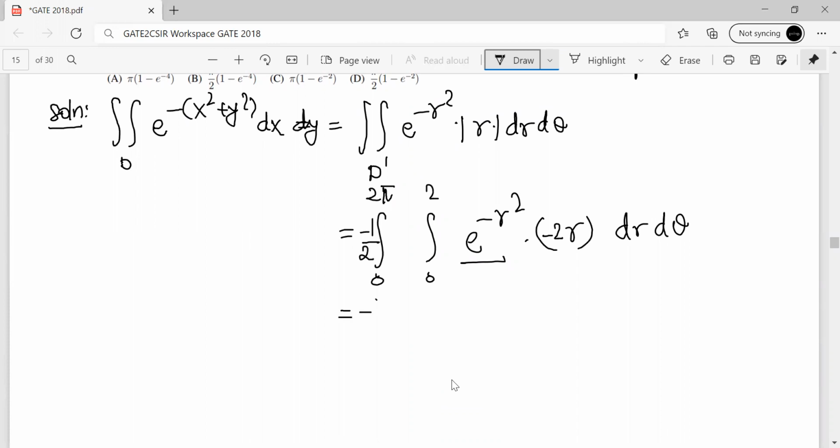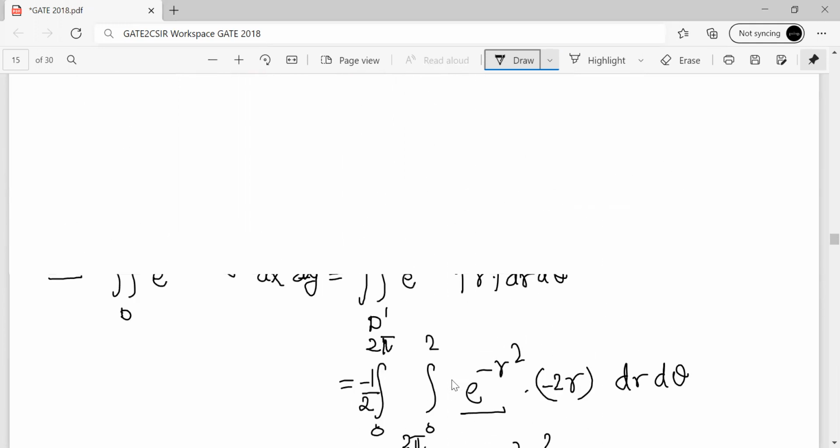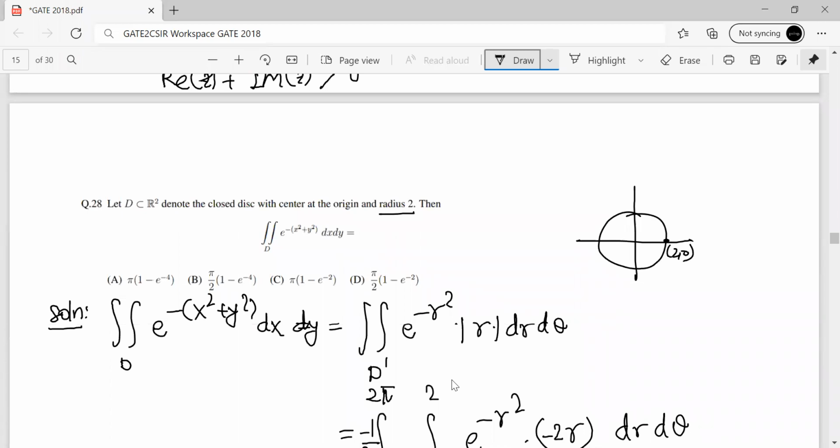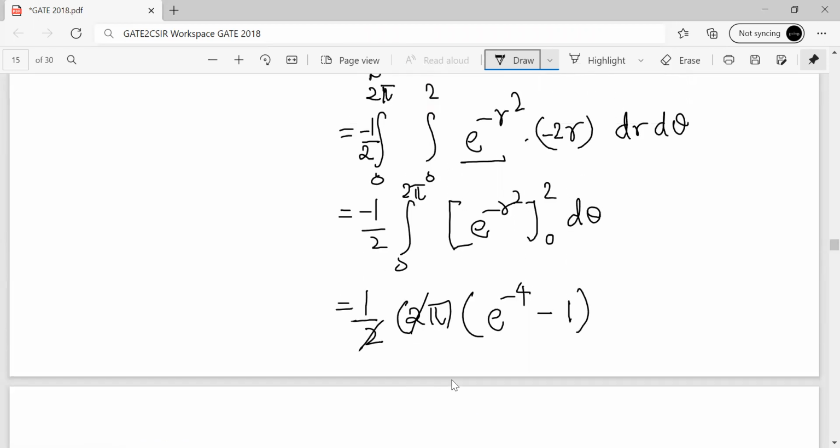So I'll just adjust minus 1 by 2 here. I get minus 1 by 2 and integral 0 to 2 pi. This will be simply e power minus r square, with integration from 0 to 2, and then d theta. Since there is no sine and cosine, I can simply take this 2 pi outside. Here I'll get e power minus 4 minus 1. So this 2 and 2 get cancelled, and I get pi times e power minus 4 minus 1.